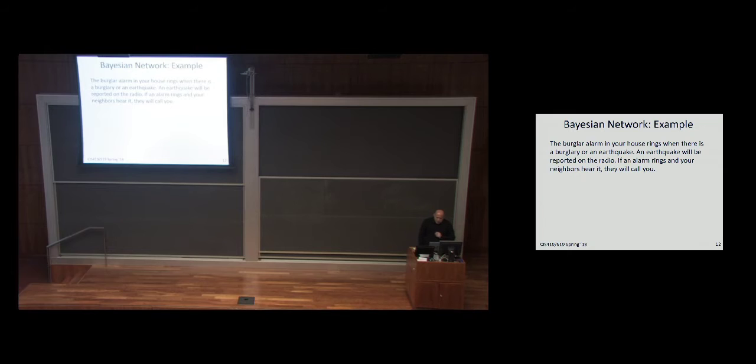Okay, so let's run through an example of a Bayes net. It's a famous example that all the textbooks use, the burglar alarm example. This is the story behind it. There's a burglar alarm. It rings if there is a burglary or an earthquake. An earthquake will be reported on the radio. If the alarm rings, your neighbors are going to hear it and probably will call you.